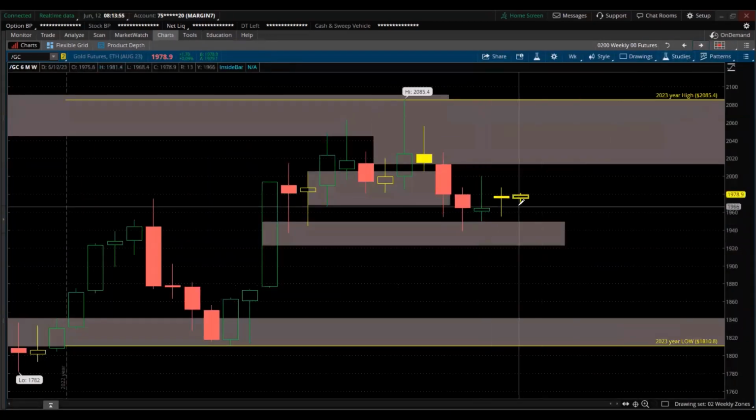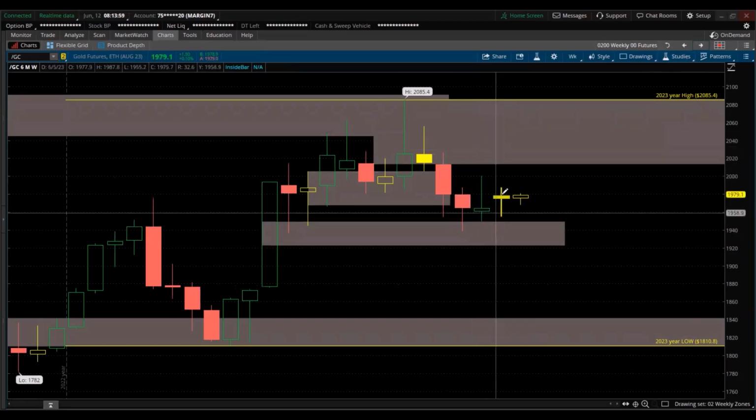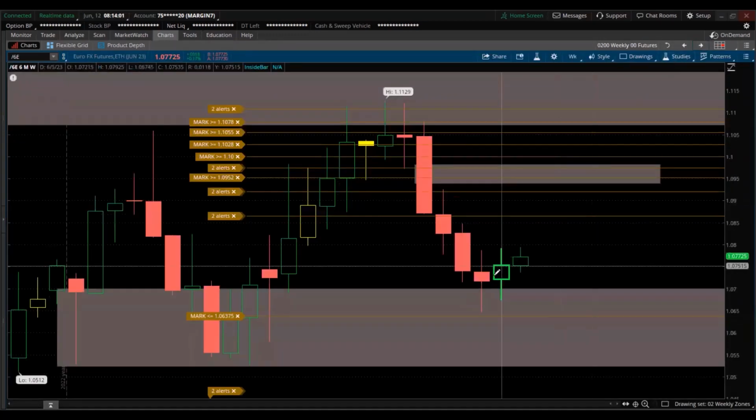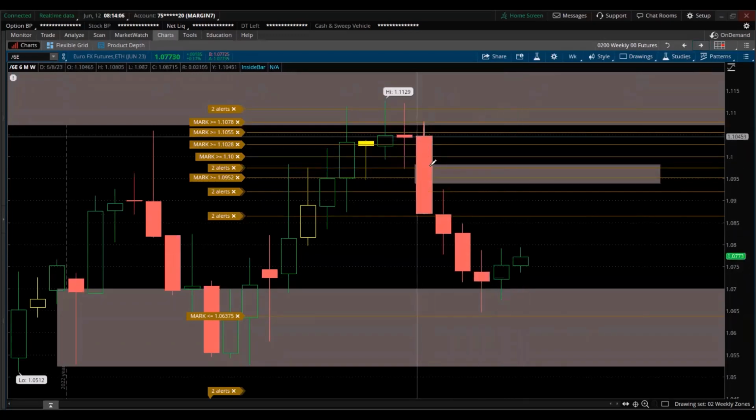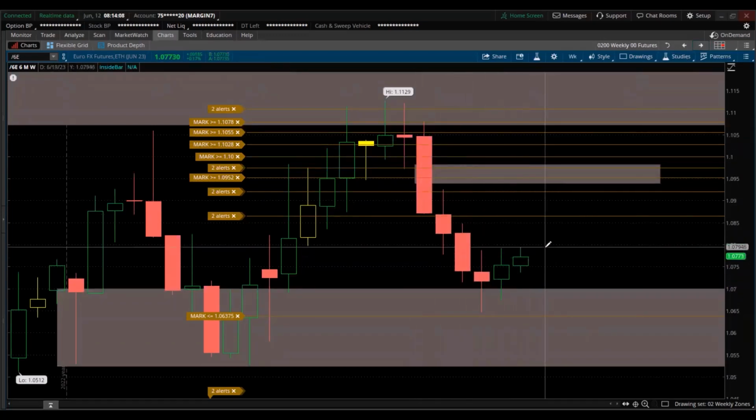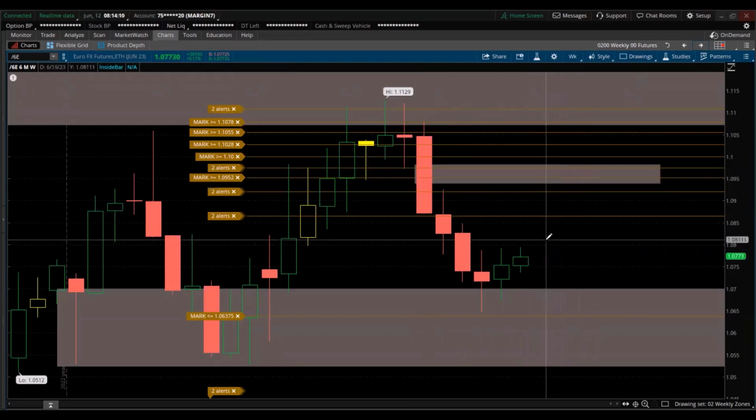In gold, inside candle still. Again, we have these zones to look for areas to be retested. And the euro already took out the high of last week. Massive sell-off, looks like still in the retracement mode. So we have the dollar go higher. One would expect this is going to sell off.